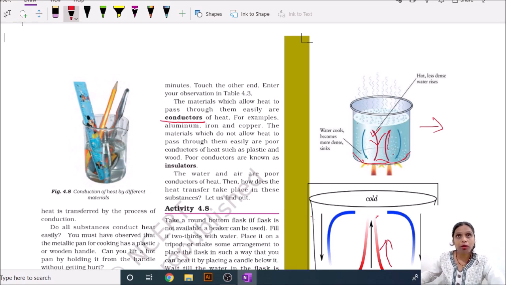Whereas whenever you take wood and give a flame to it, you will feel that no heat is coming through the wood to your hand. This shows that it is an insulator and a poor conductor of heat, because this type of material does not allow heat to pass through it easily. That's why this type of material is called an insulator. Air and water are also poor conductors and are known as insulators.